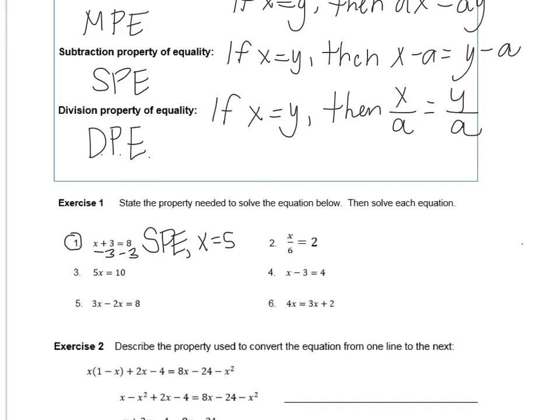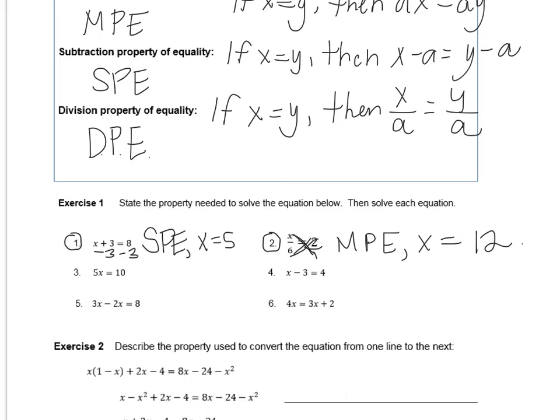For number 2, that almost looks like a proportion. We can turn it into a proportion by putting the 2 over 1, because 2 over 1 is equivalent to 2. And we've practiced this already. When we have a proportion, we cross multiply to solve it. And so we've just used the multiplication property of equality. And when we do that, x times 1 gives you x, and 6 times 2 gives you 12.